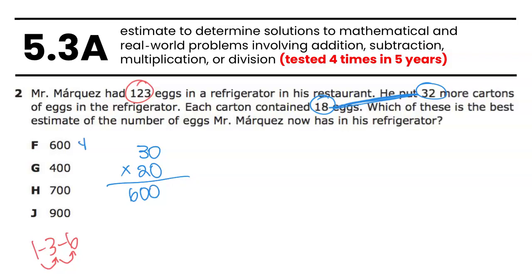Now, you're going to notice that that is an answer choice, and that answer choice is for the folks who forget that there were already 123 eggs in the refrigerator before Mr. Marquez started adding additional eggs. And so we've got to remember to also add those 123 eggs. But again, because we're estimating, we could really round that number to the nearest 100 and get a result of 700, which in fact is the correct answer in this particular problem.